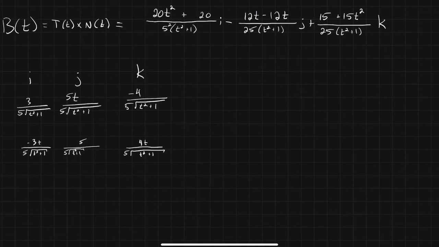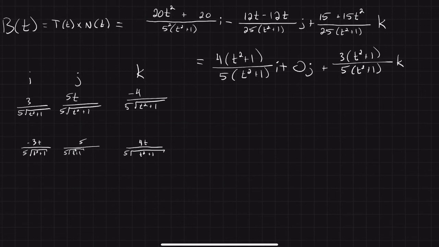Now we just want to simplify. We can factor out a 20 in the numerator of that first fraction, and that would reduce with the denominator. That would leave us with 4 times t squared plus 1 over 5 times t squared plus 1 i. For the j, the numerator just ends up being a 0, so the coefficient for j is just 0.